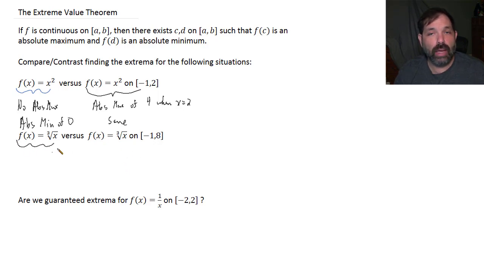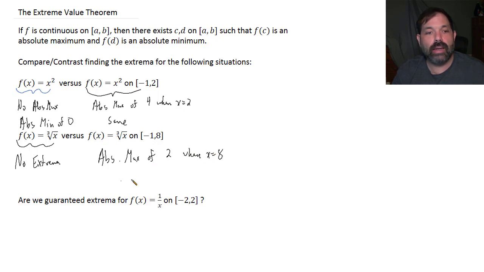The function cube root of x had no extrema whatsoever. But the function cube root of x over -1 to 8 had an absolute max of 2 when x equals 8, and had an absolute min of -1 when x was -1. Notice that both of those functions, x squared and cube root of x, were continuous on that interval, either -1 to 2 for the x squared or -1 to 8.